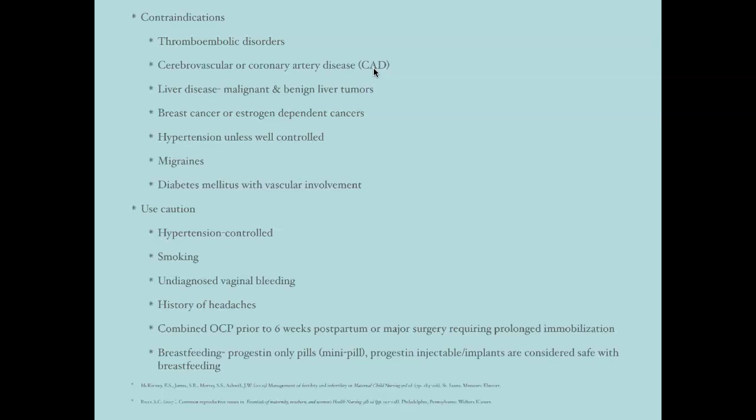Hormonal contraception may have an effect on diabetes, but more so if there's vascular involvement. There are lots of diabetics who are on hormonal methods of birth control, so it's just looking at the vascular involvement and whether it's affecting the blood sugar. Use caution in other women who are hypertensive but controlled. You still want to monitor that, to make sure hormonal methods are not increasing their blood pressure. Also use caution if they smoke, if they have undiagnosed vaginal bleeding, or if they have a history of headaches.